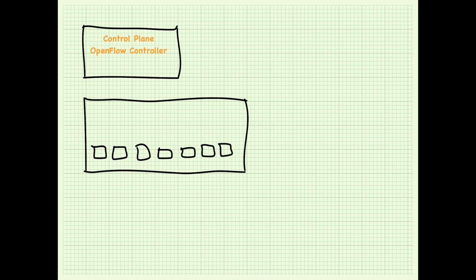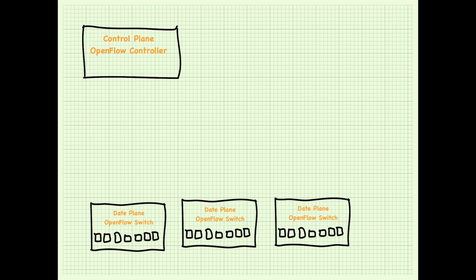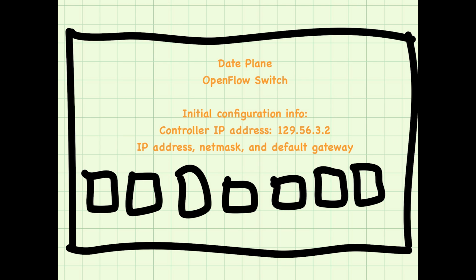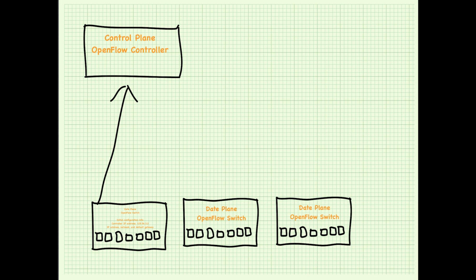As you recall, the control plane in an OpenFlow software-defined network is called the OpenFlow controller, and the OpenFlow controller can manage one or more OpenFlow switches. In a typical installation, an OpenFlow switch will have some initial configuration, which includes the IP address of the OpenFlow controller to which it will connect. An OpenFlow switch can connect to the controller via plain TCP. The default port is 6633.